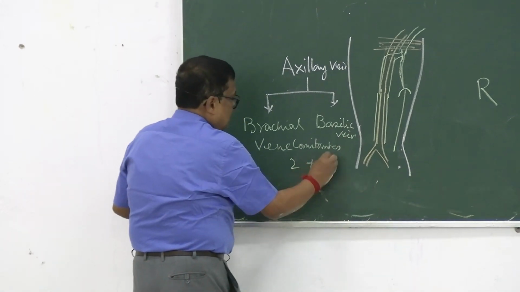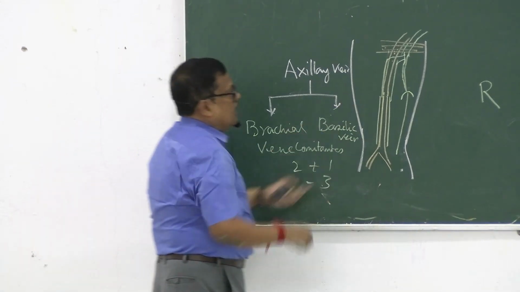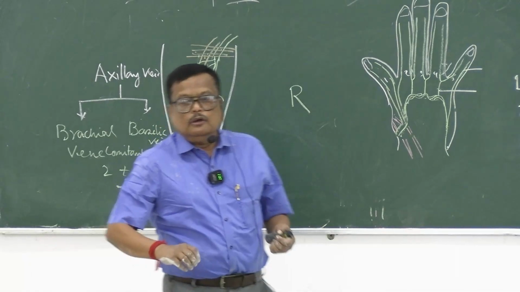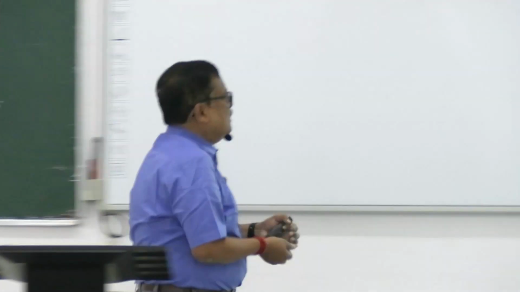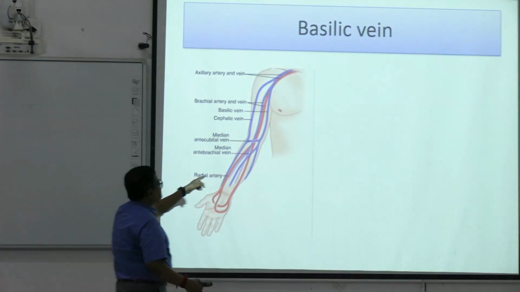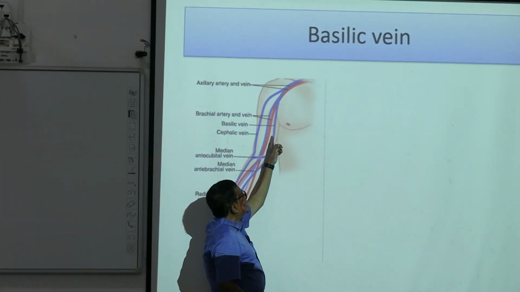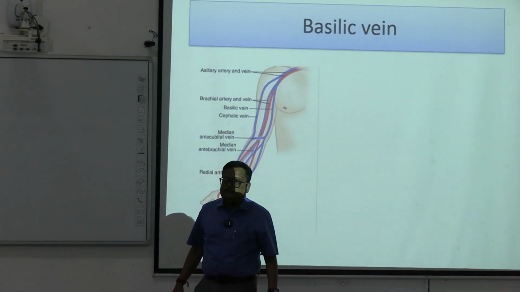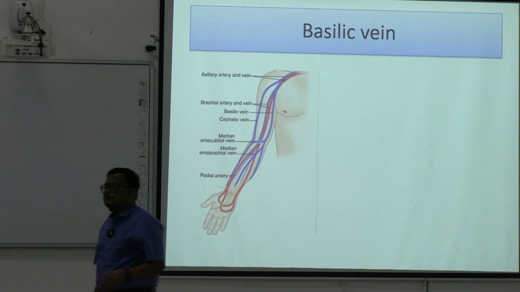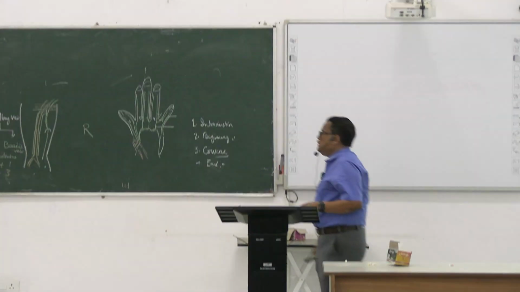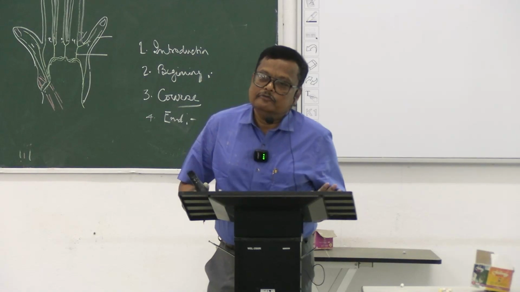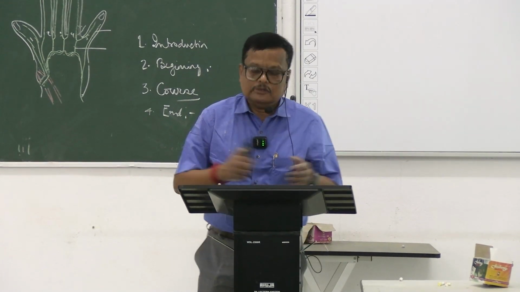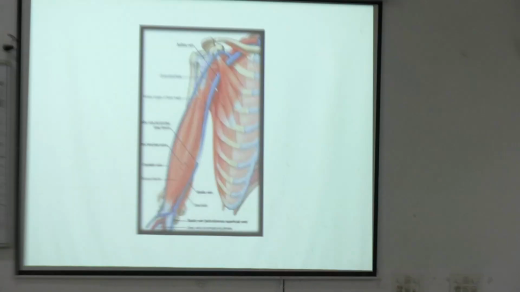That means 2 + 1, three veins join to form the axillary vein. So no one will ask the course of the basilic vein in the exam. It crosses the elbow joint, pierces the deep fascia at the middle of the arm, then joins at the lower border of the teres major with the venae comitantes of the brachial artery and continues as the axillary vein. Ends.